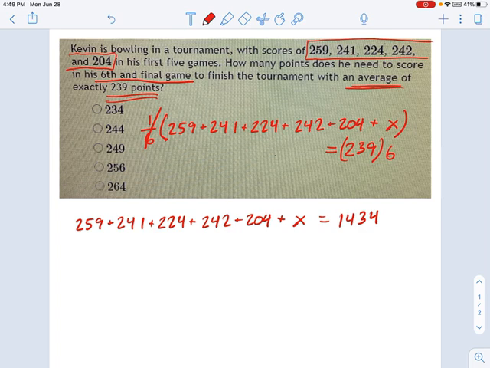Now what we're going to do is subtract all these numbers from each side, minus 259, minus 241, and so on. So 1434 minus 259 minus 241 minus 224 minus 242 minus 204 equals 264. So he needs to improve his game. He's got to step things up a little bit if he wants that average of 239 points. There's my answer right there.